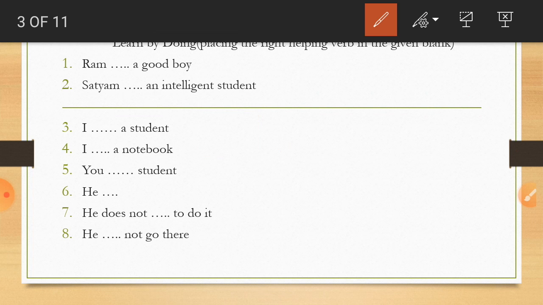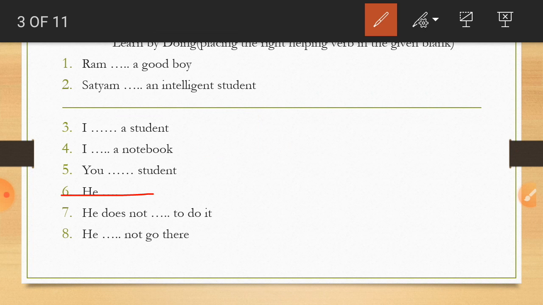Here the sixth one is missing. Okay, just leave it. Seventh one is he does not dash to do it. So he doesn't want to do it. Here you may ask me why we are not using needs. So make sure whenever the negative sign is used, in that case you have to use plural form, even though it is a singular verb.